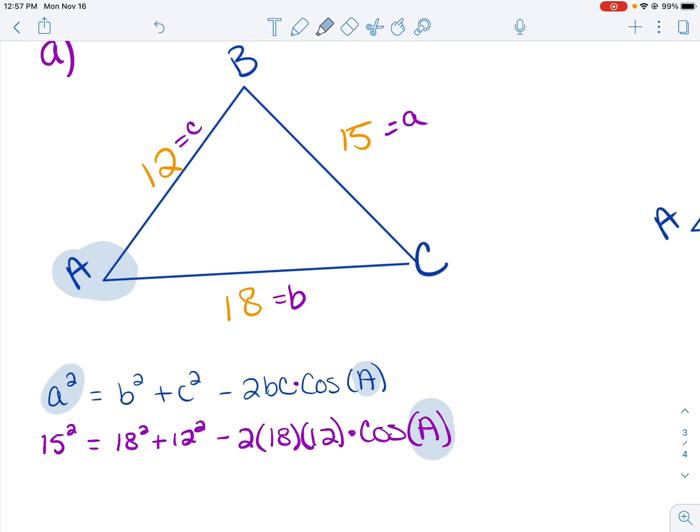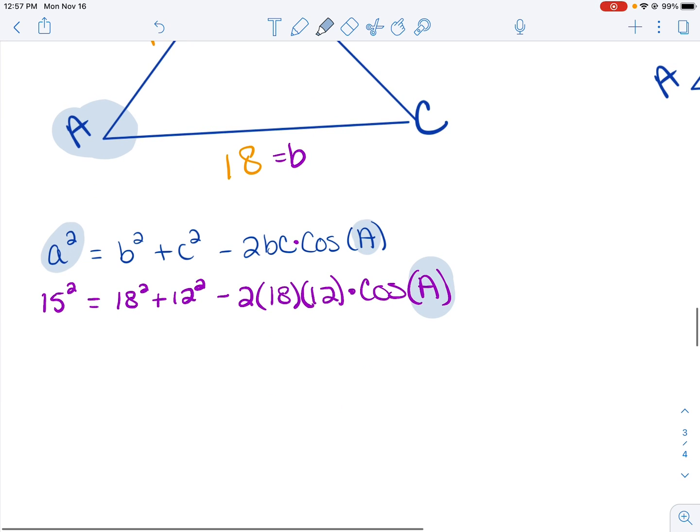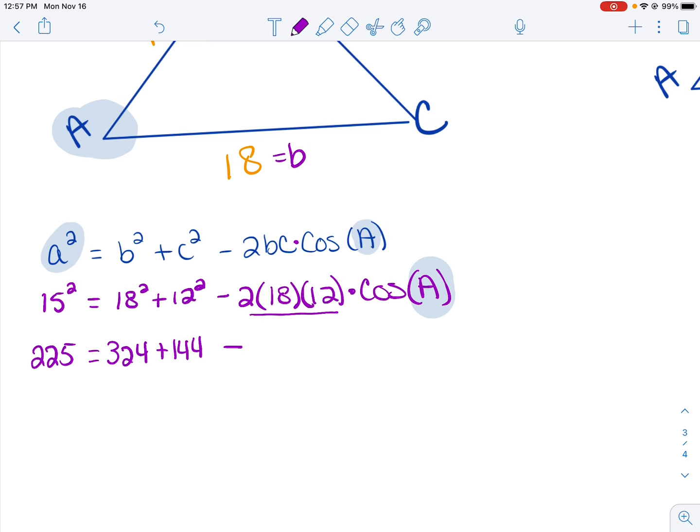Let's simplify everything here, and then we will be able to find the cosine of A, or find angle A. So 15 squared is 225, and then 18 squared is 324, 12 squared is 144, minus, now I'm going to multiply all three of those numbers together at once. 2 times 18 times 12 gives me 432 times the cosine of A.